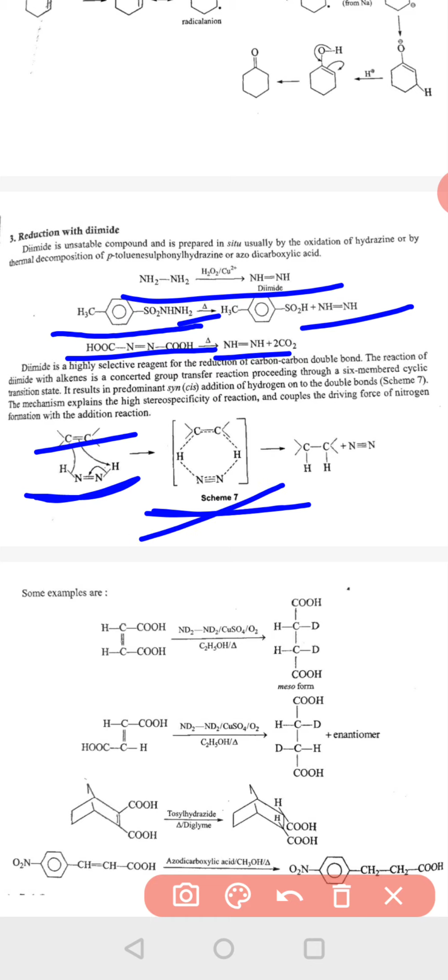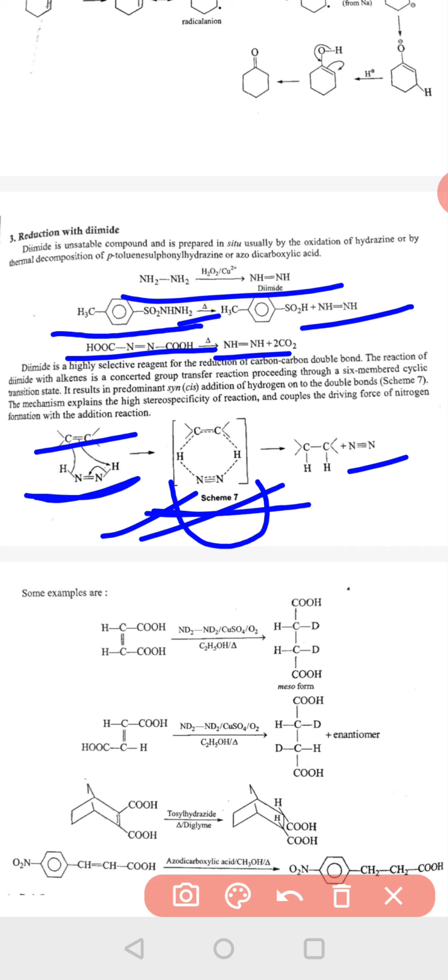See, we get a cyclic transition state. This cyclic transition state explains the syn stereospecificity of this reaction. The formation of nitrogen is a driving force for this addition reaction. A molecule of nitrogen is formed and this is the driving force for this reaction to take place. Some of the examples of reduction using diimide are given below.